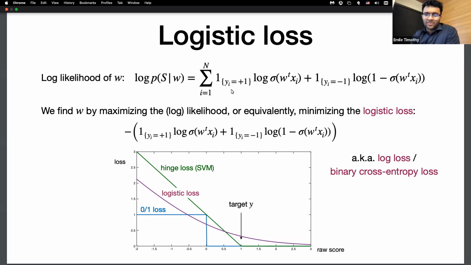And then here the optimization problem becomes: what is the weight W that minimizes the logistic loss formula, which is this equation here. And logistic loss is also called log loss or binary cross-entropy loss, which are very popular in day-to-day machine learning scenarios.